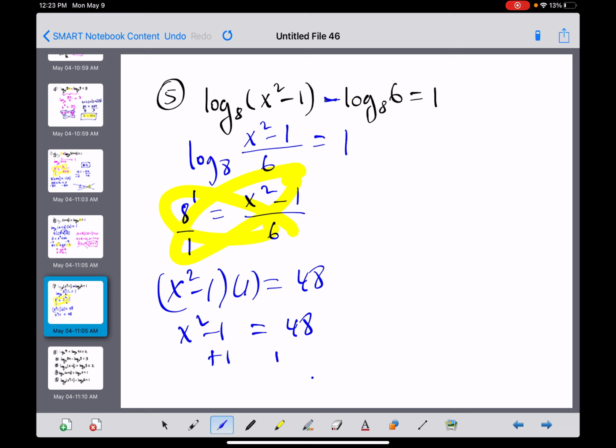Now we're going to add 1 to both sides. We have x squared equals 49. Then we're going to solve this using the square root method, plus or minus. x equals plus or minus 7. So we have two answers. One is +7 and one is -7. And if you plug them back in and check, both answers will work. So in this problem, you will have two answers.